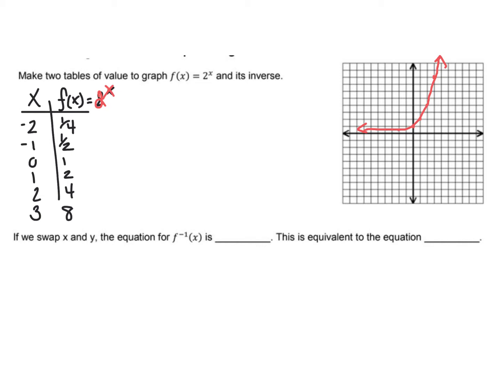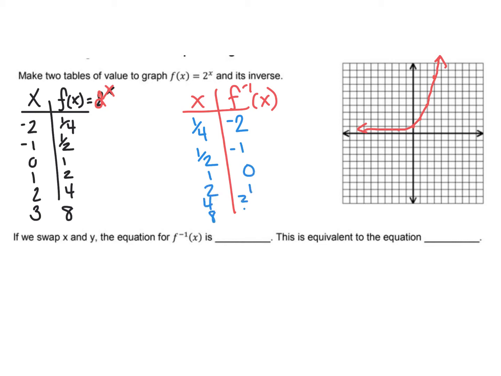And now I'm going to graph the inverse. So I'm going to say x, and I'm going to say f inverse of x. And remember the relationship between a function and its inverse. All it does is it switches your x's and your y's. So I'm just going to flip-flop each of the ordered pairs on the left. And now I'm going to graph the inverse. I will do that in blue.